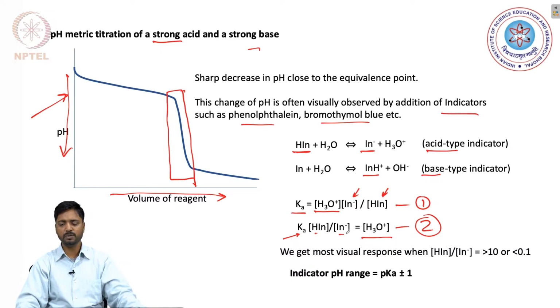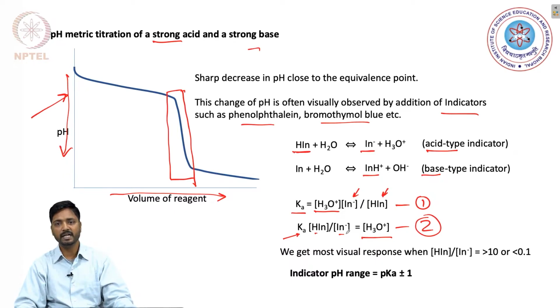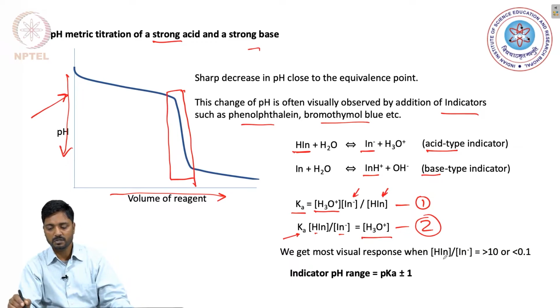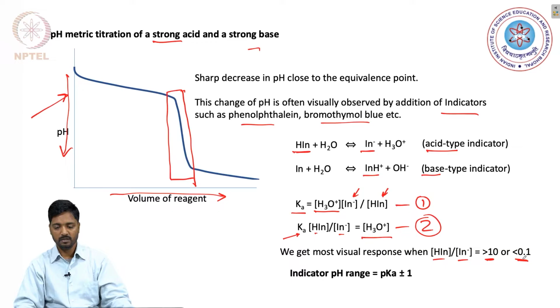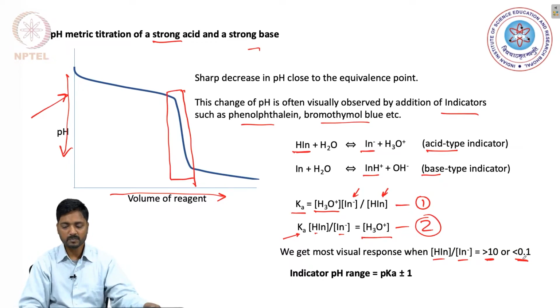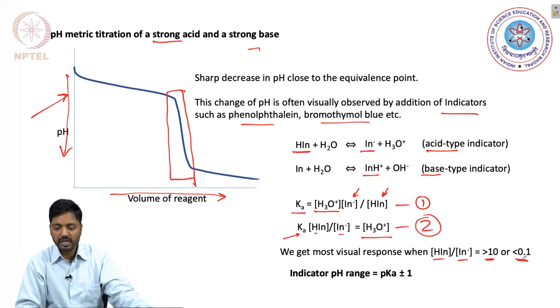It is important to remember here at this point that for an indicator to show the maximum visual response, we require the concentration ratio of the neutral form to the anionic form to be either greater than 10 or less than 0.1. So, the best pH range for an indicator would be its pK value plus or minus 1.